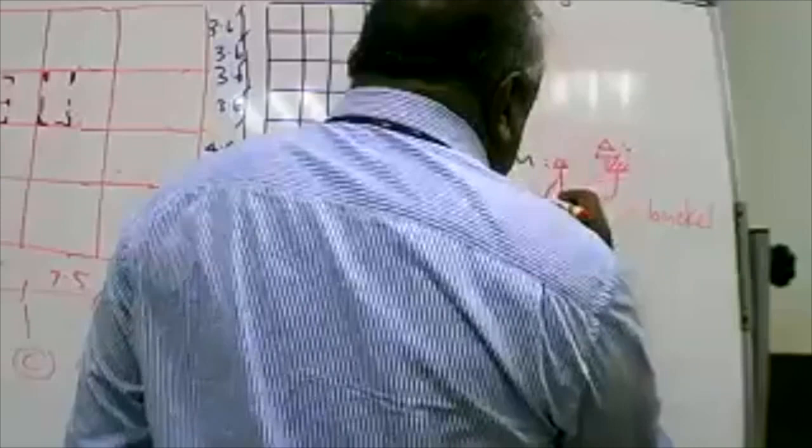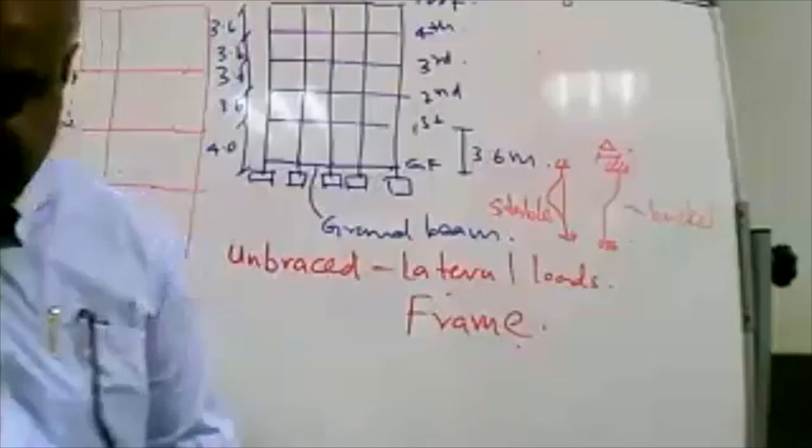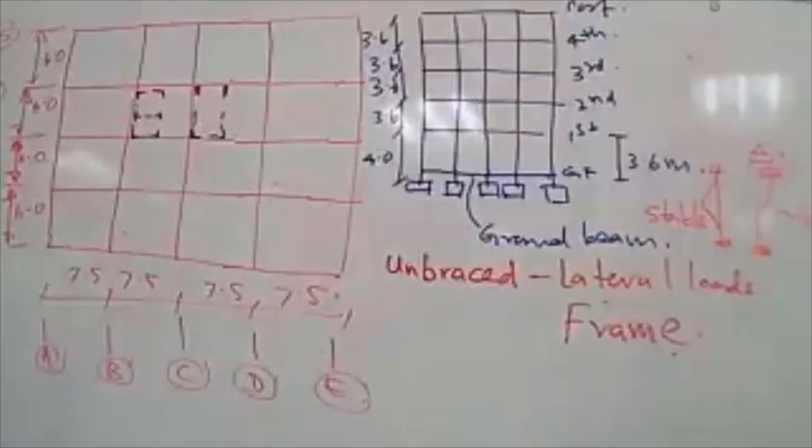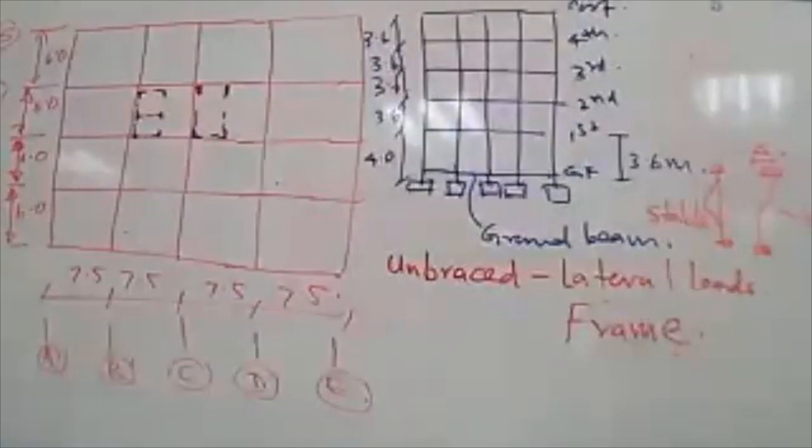So what do you like? Braced or unbraced? We say we like braced. But if you are not going to have a lift core, you are having an unbraced situation. So we have an unbraced column. Now we want to select the column sizes, beam sizes, and the slab thickness.